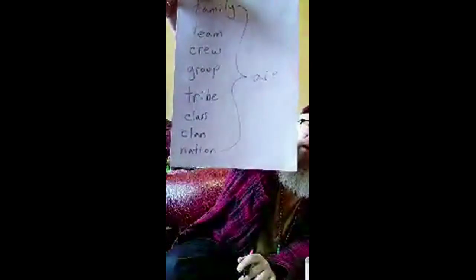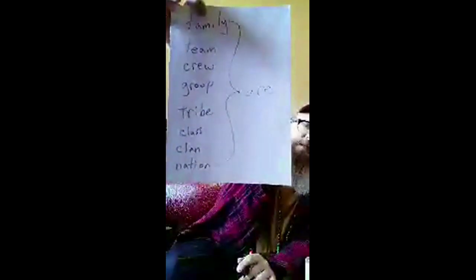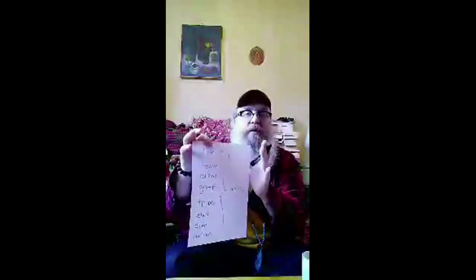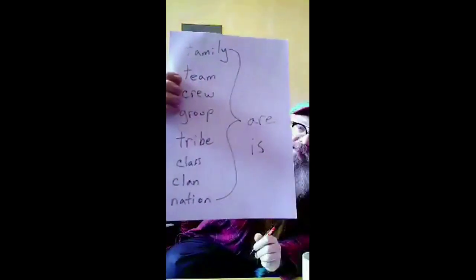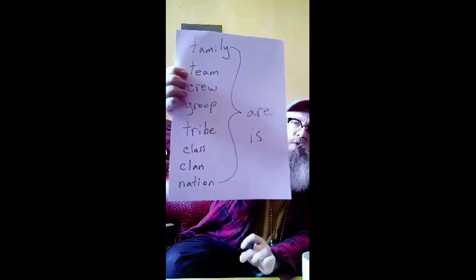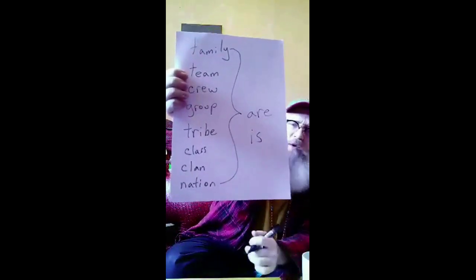Yeah? But in the United States, these are not groups. These are single entities. So in the United States, a family is one thing, not a group of people. But in the United States, they think of the family as a single thing. So in the United States, they are going to use the word is. The family is happy. The team is great. The crew is wonderful. So here we see a small difference between British and US English.